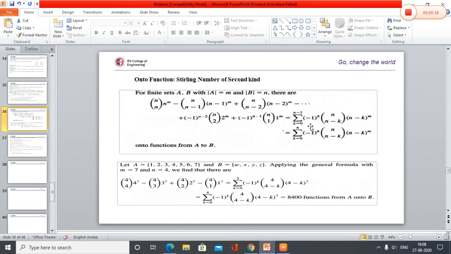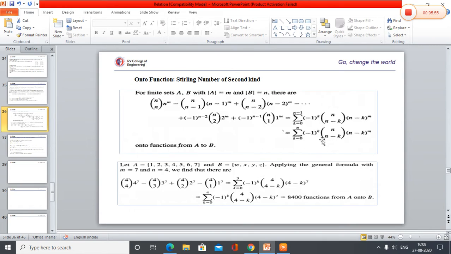So this is the formula for calculating the number of onto functions, and it is also called the Stirling number of the second kind. This is a summation from k equals 0 to n, of (-1) power k, n C (n minus k), times (n minus k) power m. So in place of k I have to substitute 0, 1, 2, 3, like that, and m and n are basically the cardinalities of the first and second set. So I have to substitute the values here, and we can calculate this value and find out the total number of onto functions.